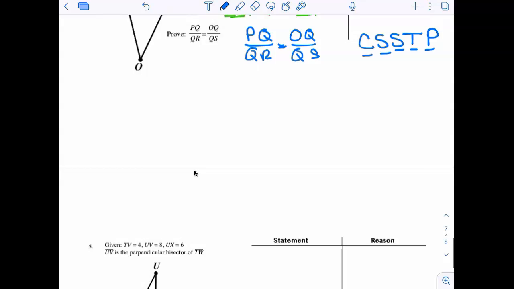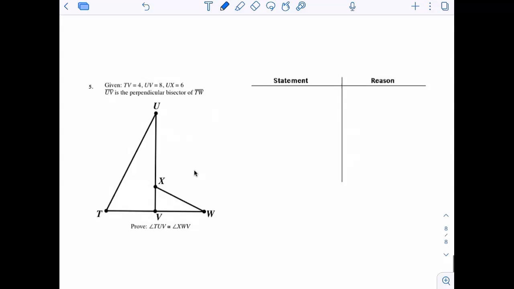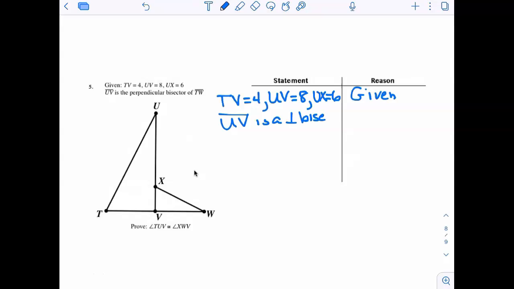Okay, now problem number 5. So we are given that TV is 4, UV is 8, and UX is 6. And we're also told that segment UV is a perpendicular bisector of segment TW.